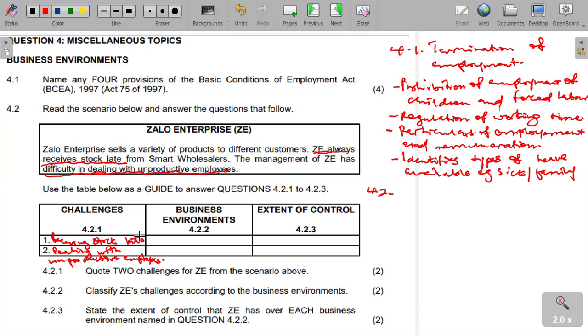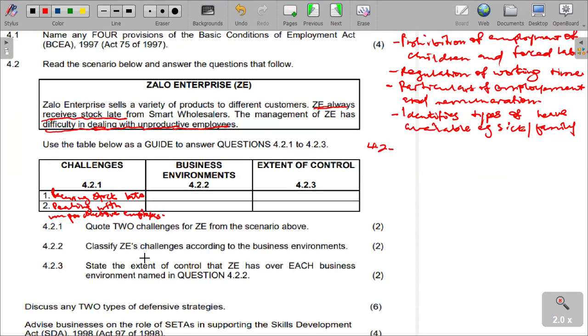Question 4.2.2: classify the challenges according to the business environment. Which environment are they falling in? Receiving stocklet falls under the market environment. Dealing with unproductive employees, which is a management issue, has to do with the micro environment.